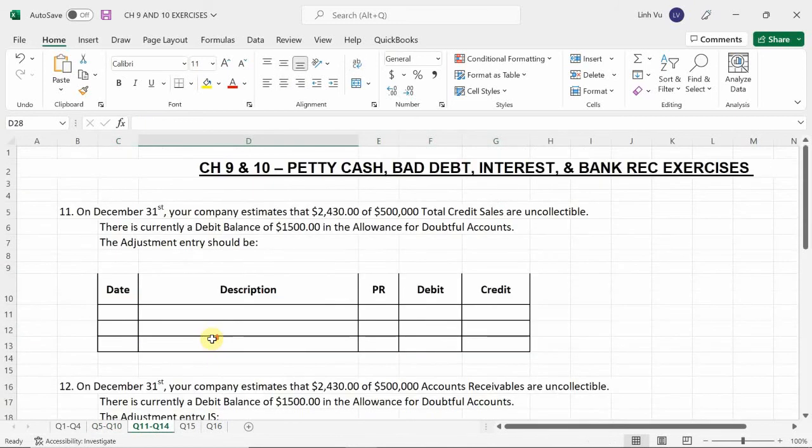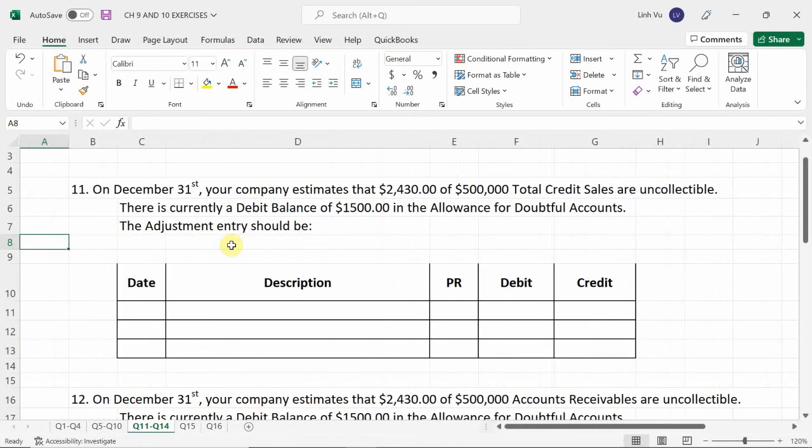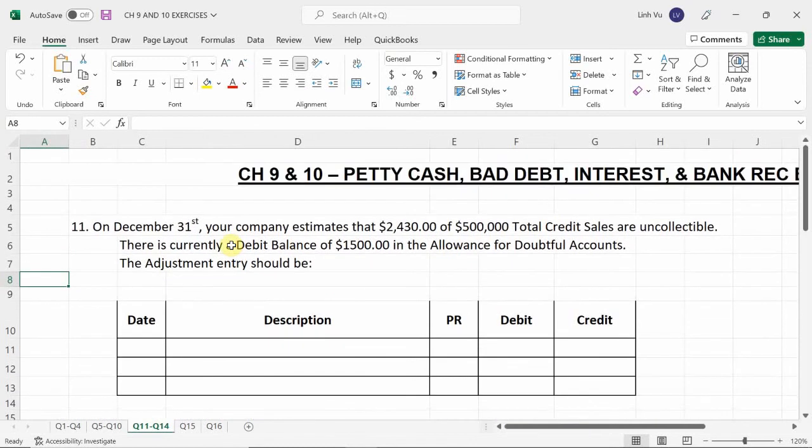So here we are. Okay? Let's practice those allowance methods here. Number 11, yes. So what exactly happens when the debt is written off?